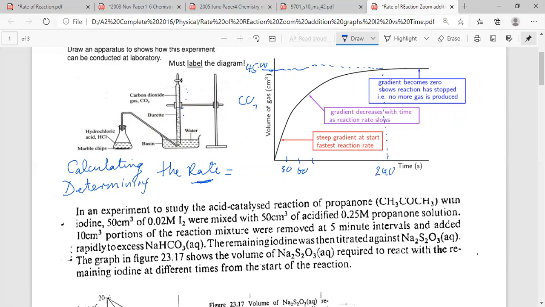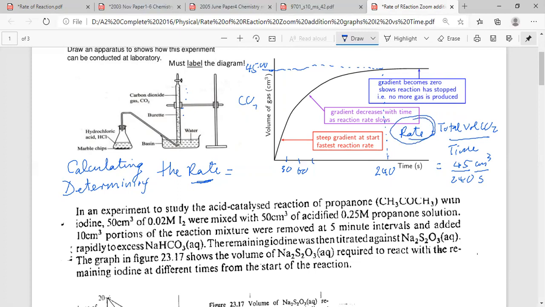So what we do is you take, so the rate is equal to the total volume of CO2 over the time taken to reach that volume. So it's equal to what? 45 over 240 is a cm cube per second. Okay, now, so you measure the rate. Very important. So here you measure it.